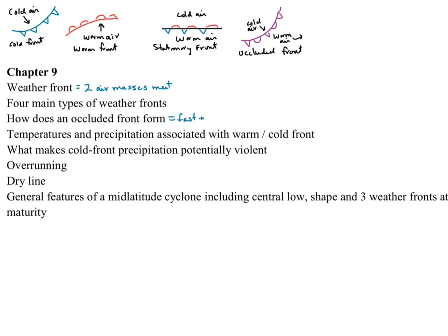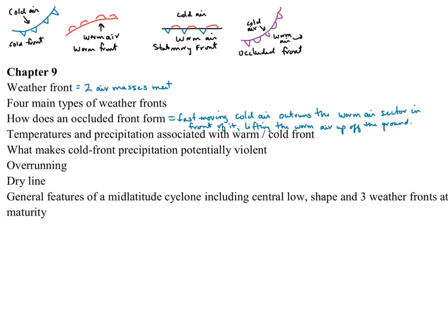So how does an occluded front form? Cold air is always faster than warmer air. So basically that cold air outruns the warm air in front of it, and it lifts that warm air up. And of course, with lifting, we know if there's some moisture, it can expand and cool and begin condensing within that chunk of air.